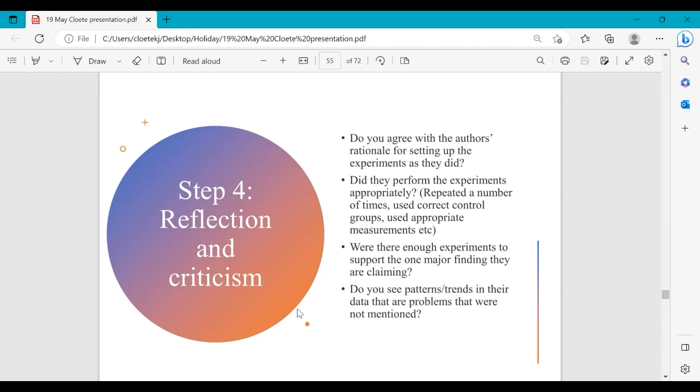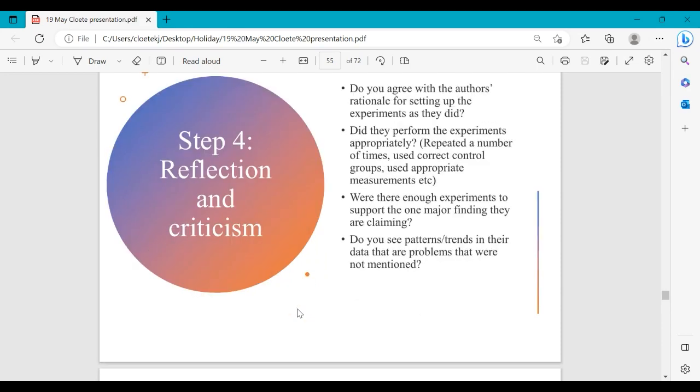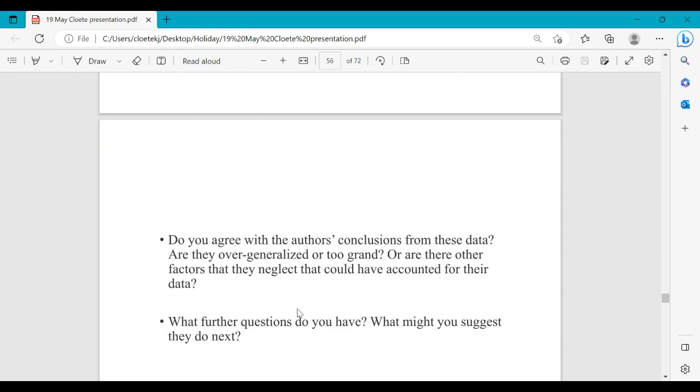So could you have complemented this specific technique? For example, if you used ICP, could you have also used AAS, or atomic absorption spectroscopy, that may be even more specific for certain types of elements in your sample? So could they have used a combination of different techniques? Then look at the patterns in the data and how they present it. Do you agree with their conclusions?